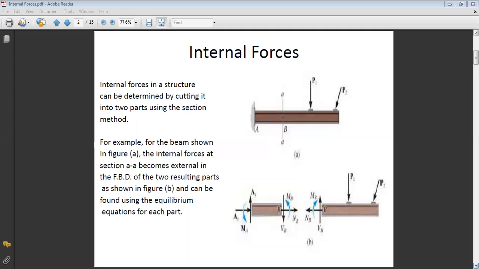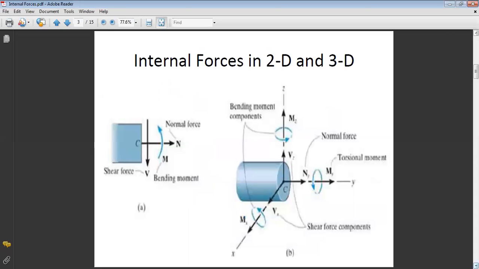Okay, so let us continue now. You can have internal forces in 2 dimensions or 3 dimensions. In 2D, you just have a shear force. The force in the section plane is called shear force. The force perpendicular to the section plane is called normal force. And the moment is called bending moment because it will tend to bend your structure.